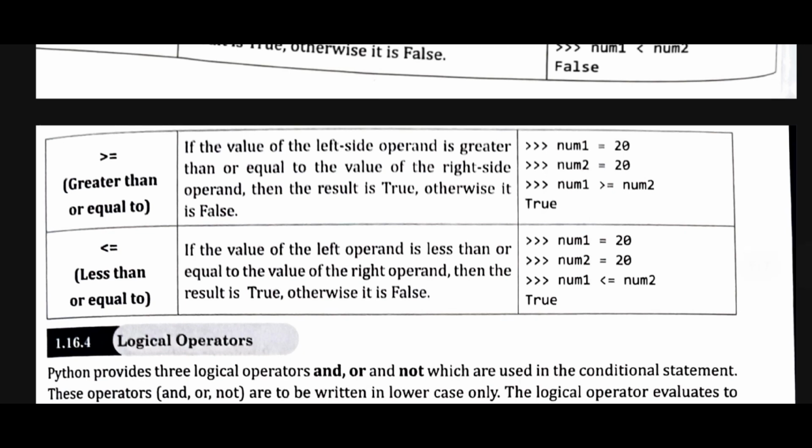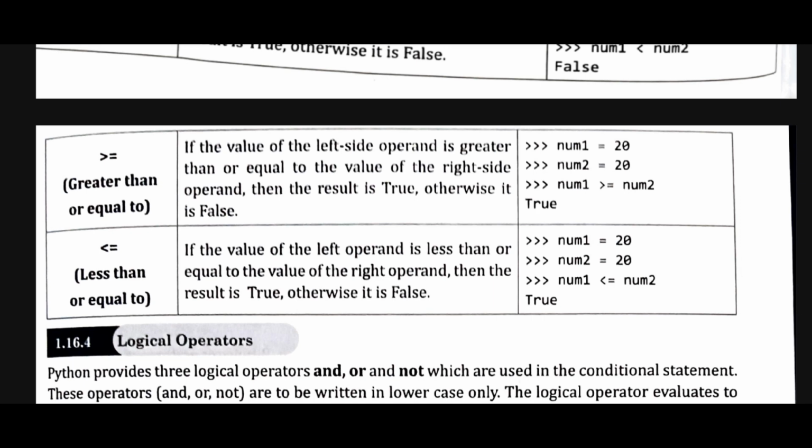Greater than or equal. It is checking whether the number 1 value is greater than or equal, even if it is greater or if it is equal. In two conditions, if one condition is true, the output will be true. So by checking the condition, number 1 is 20 and number 2 is also 20. So here number 1 is equal to number 2, isn't it? So the value is true here.